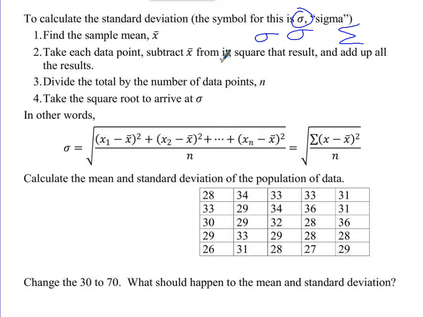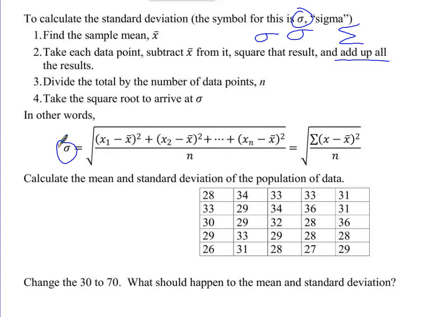Then you're going to add up all of those results. Then, whatever that number is that you get, divide it by the total number of data points that you have. So it's almost like taking the average. And then take the square root, and that will give you sigma.